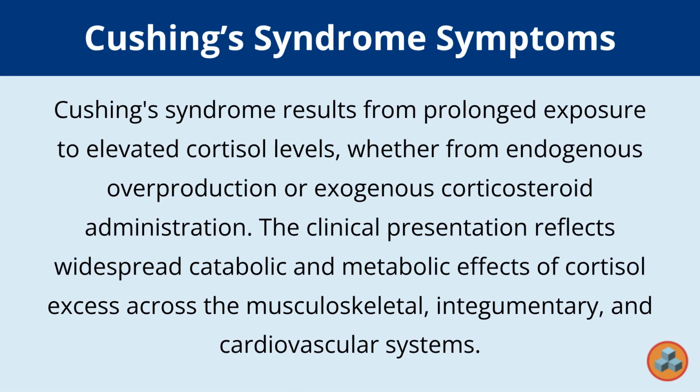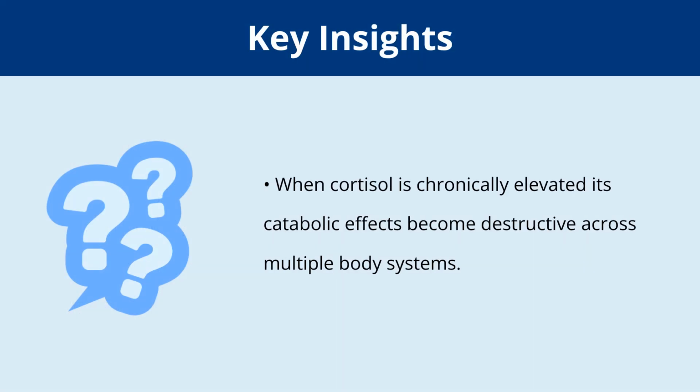Cushing syndrome results from prolonged exposure to elevated cortisol levels, whether from endogenous overproduction or exogenous corticosteroid administration. The clinical presentation reflects widespread catabolic and metabolic effects of cortisol excess across the musculoskeletal, integumentary, and cardiovascular systems. Before we look at the options, let's build a clear picture of what cortisol excess actually does to the body.